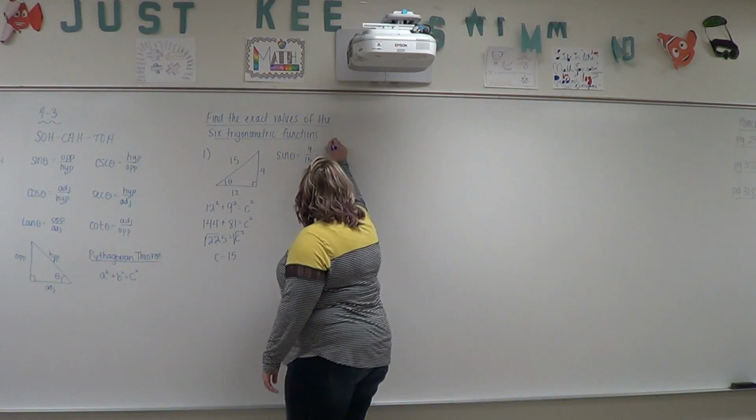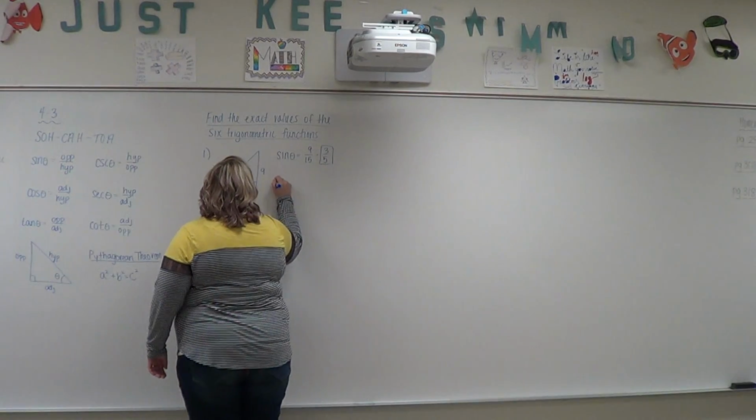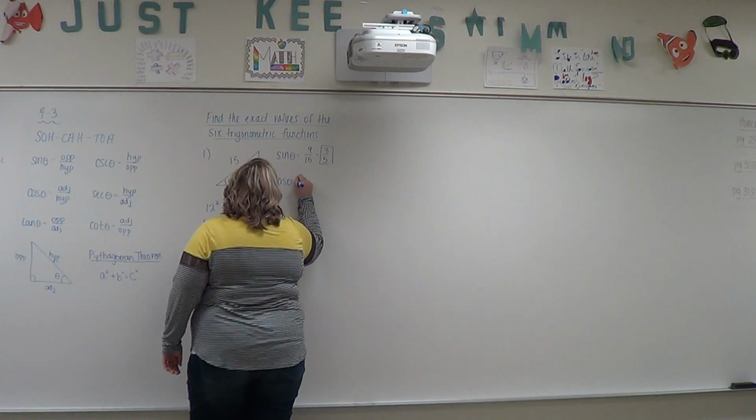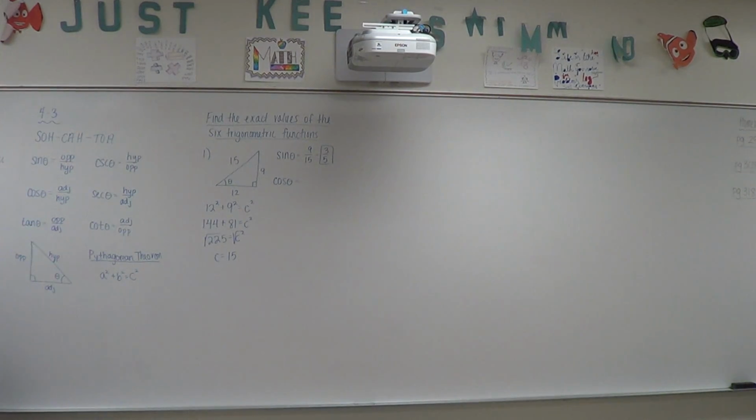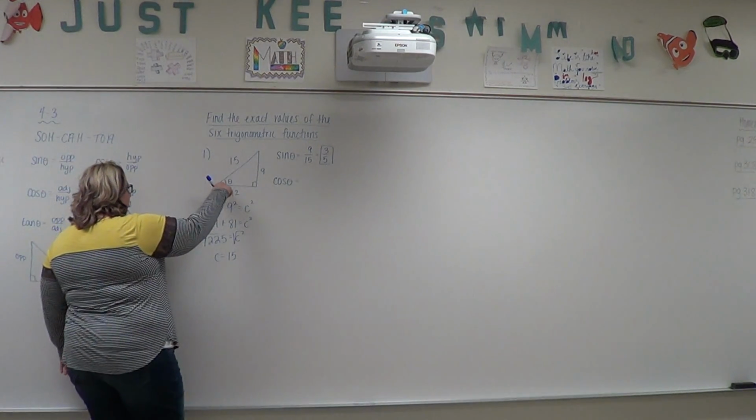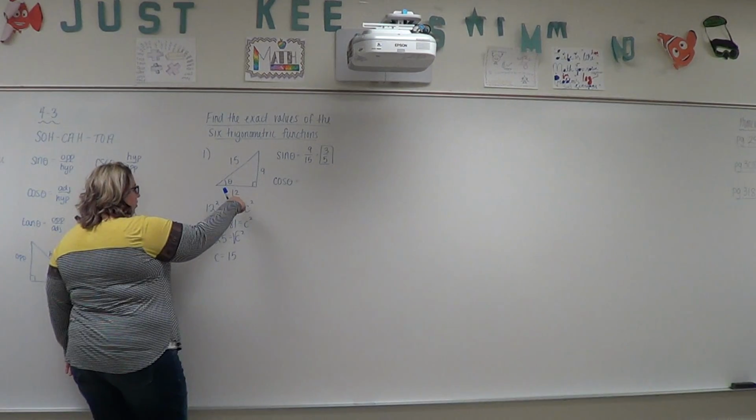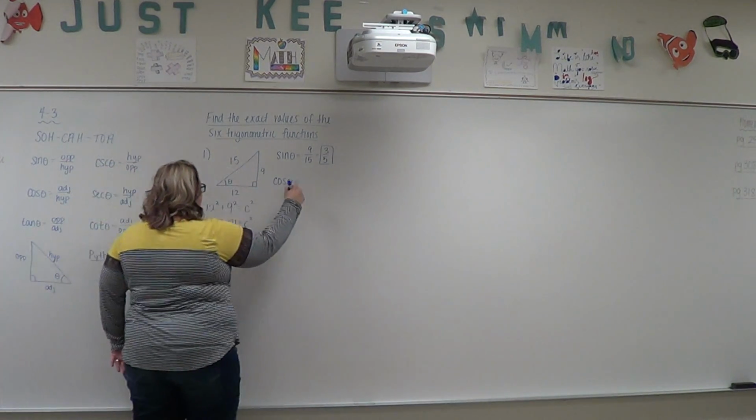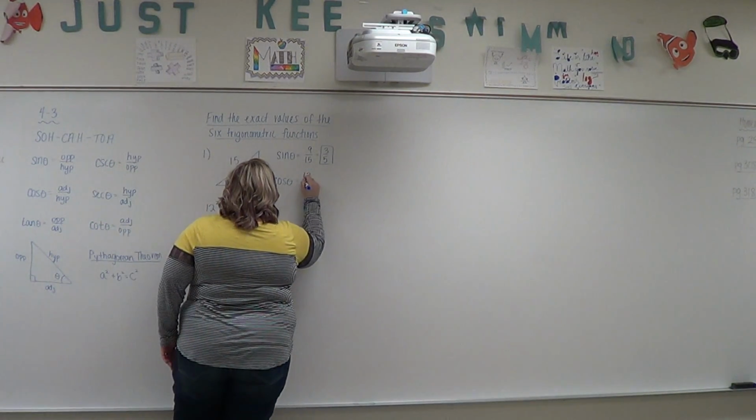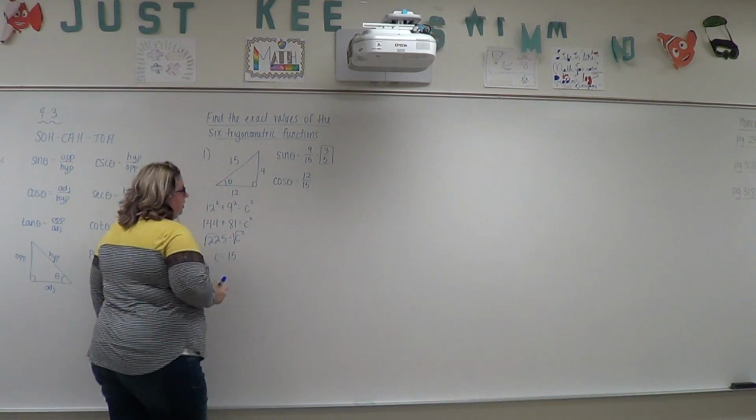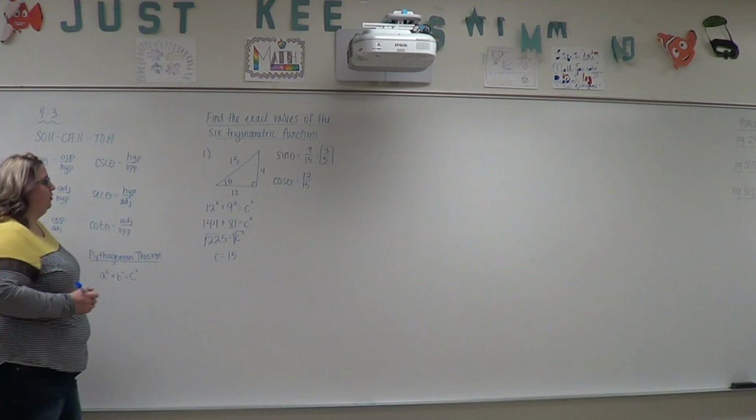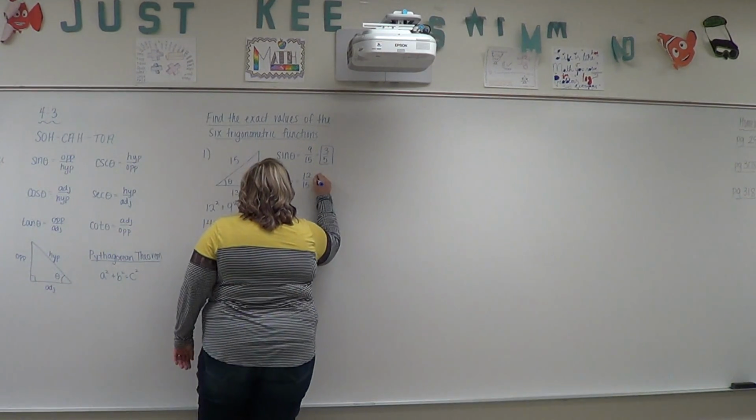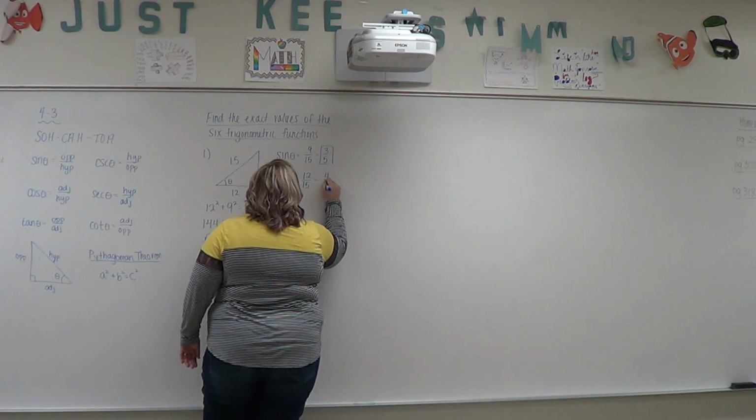Okay. Then to find cosine. Cosine is adjacent over hypotenuse. So this is my angle. So the adjacent is 12. My hypotenuse is 15. So 12 over 15. And those are both divisible by 3. Which reduces to 4/5.